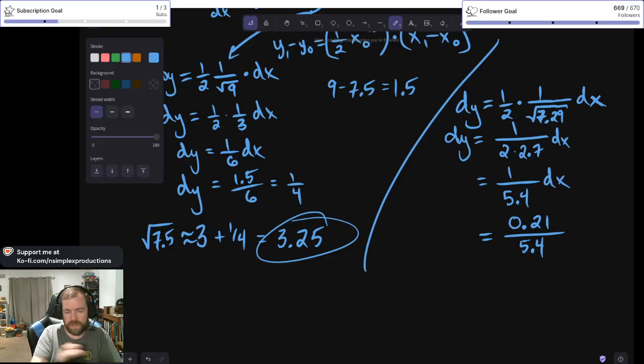How is this any better than getting the exact value or just using your calculator? Well, again, it's not. This was invented at a time when calculation was difficult. The best calculating tool was this thing right here.